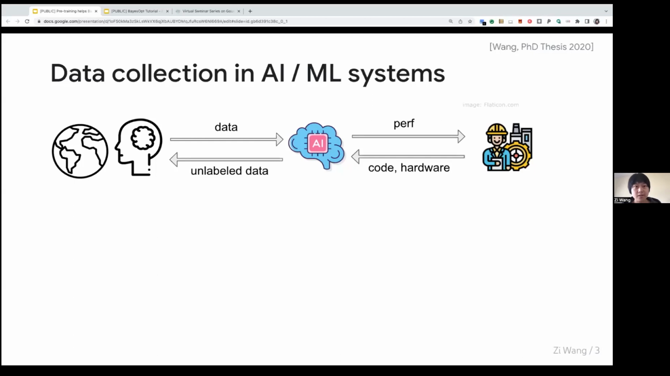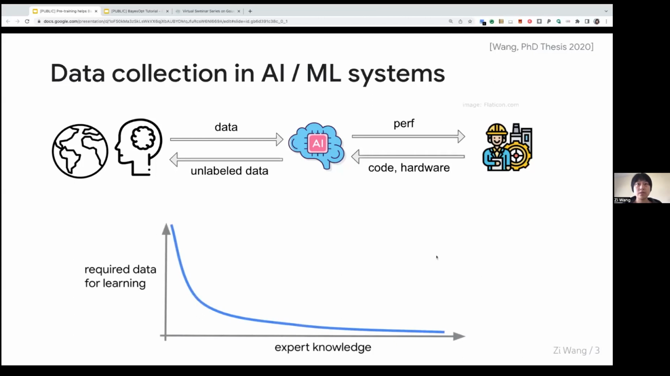And the way, at least I think about these problems, is that there are two ways that our AI system is interacting with the world. On the right-hand side, we have the system interacting with our engineers, scientists, or any experts who have certain expert knowledge. So we have expert knowledge on one hand, and then you have another side of the story where our model tries to collect data from the real world, or annotators who try to present certain labels to the data.